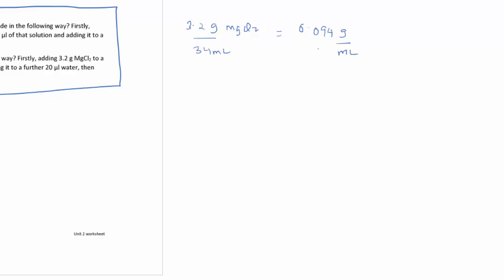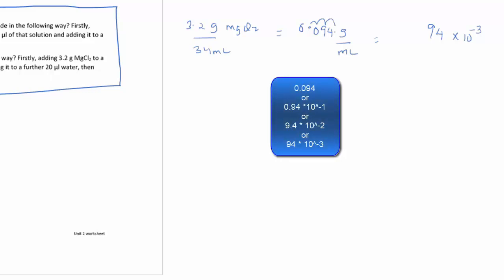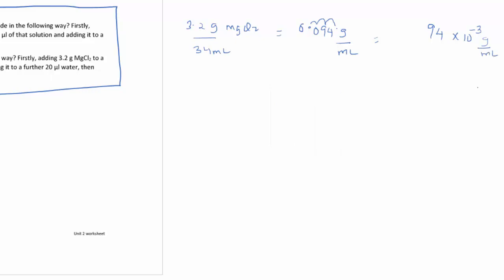This is where scientific notation comes very handy. We can write the same number, 0.094, as 94 times 10 to the power minus 3. What this means is we are dividing 94 by 1000 to get 0.094. The way you do it is by moving the decimal forward by 1, so you get 0.94. That corresponds to 10 to the power minus 1. Another movement forward will be 10 to the power minus 2, and another one to put the decimal after the 4. That means it's 94 times 10 to the power minus 3, and that will be grams per milliliter.